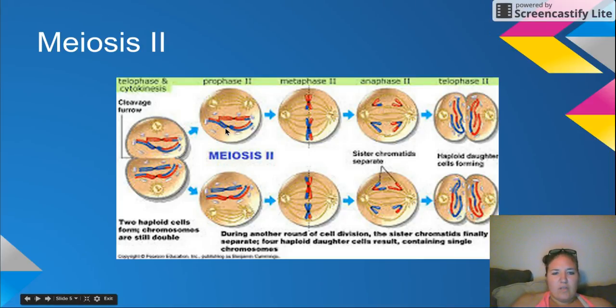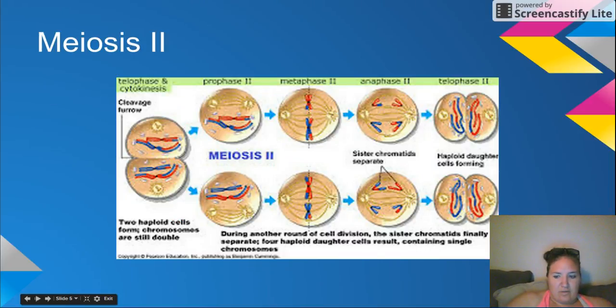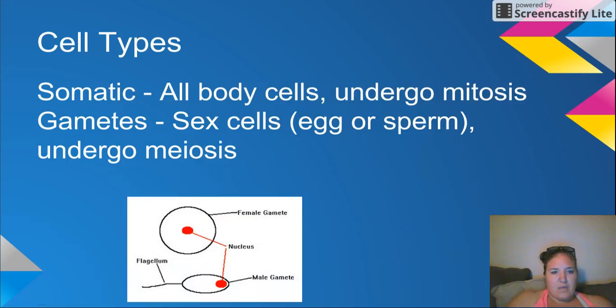So one thing you may notice as far as the way that meiosis 2 looks when you're actually looking at it is it looks very similar to mitosis. So like we said, there's 2 different cell types, the somatic, which are all body cells, and those undergo mitosis, and gametes, which are sex cells, and those undergo meiosis.